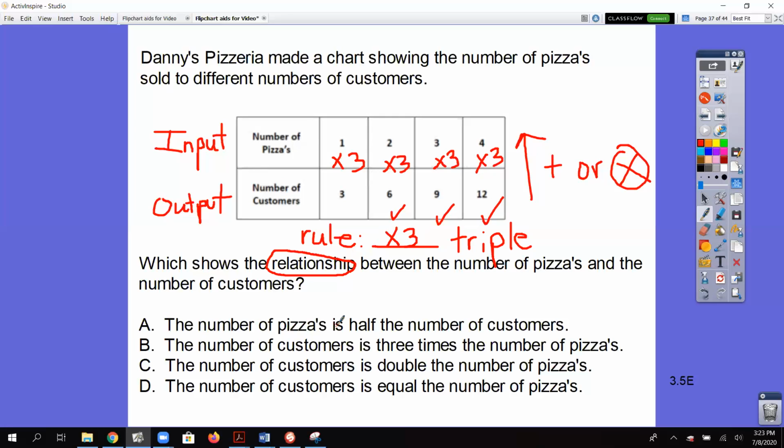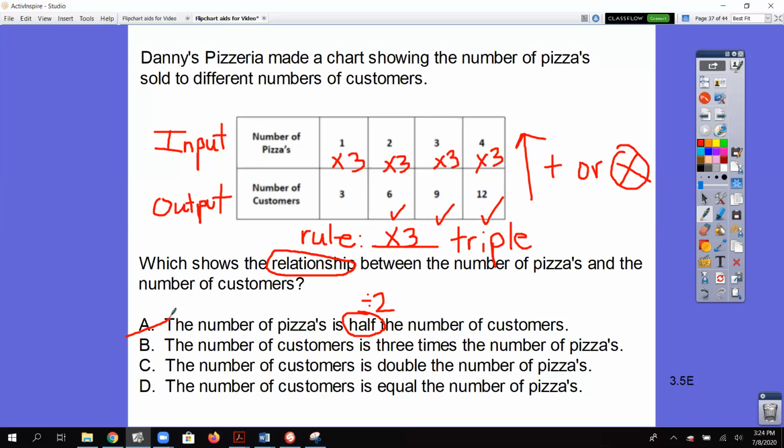The number of pizzas is half the number of customers. Now, is that true? Is this half this number? We know it's less, but is it half? No, right? It's 3 times less. Half means that you divide by 2. When you cut a number in half, you are dividing by 2.